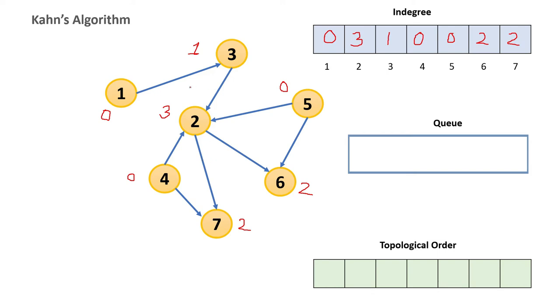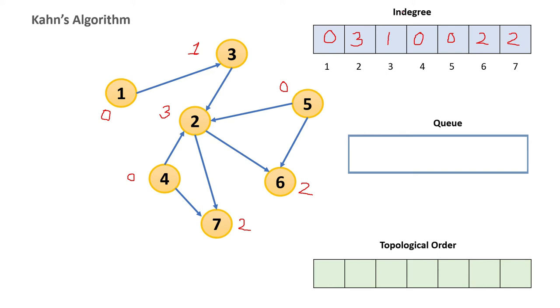So what I did, to save some time, is mark each and every node with its in degree value. For 1, the in degree value is 0. For 3, the in degree value is 1. And for 2, it is 3. For 4, it is 0. For 7, it is 2. For 6, it is 2. And for 5, it is 0.